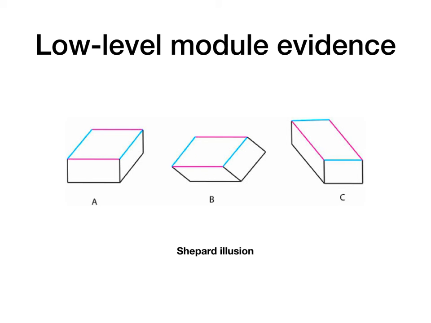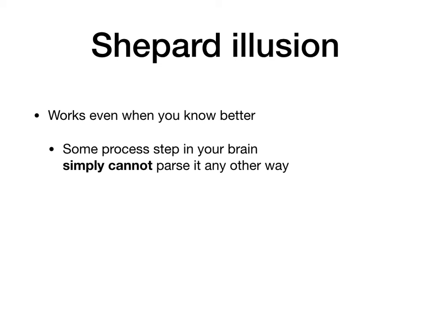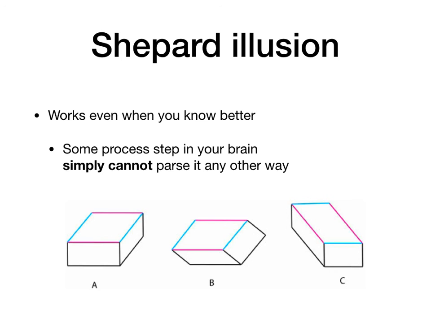Because we have an automatic processing system that takes these things and parses them into 3D objects. So even though you know better, even though I can show you that these are the exact same length, in fact, do it yourself, compare it on your screen, they're the same. That's the funky thing here. So this is showing that even when we know better, there is some step that we just can't stop from happening in the processing.